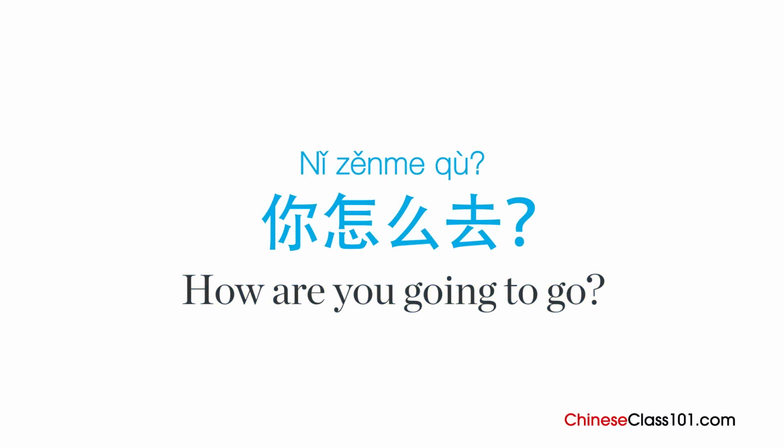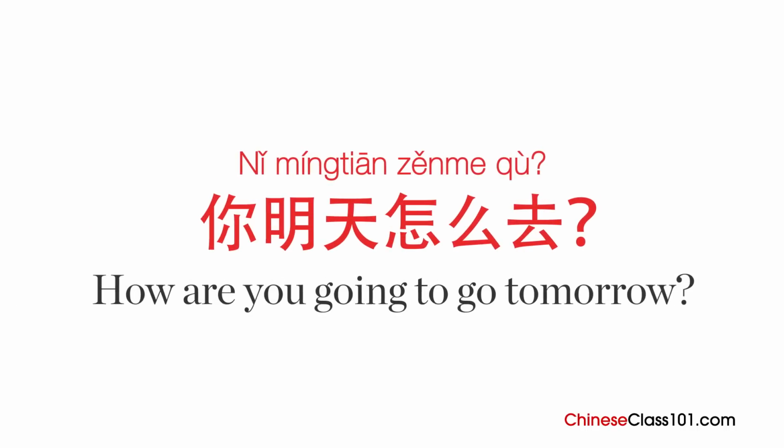How are you going to go? 你怎么去？你, you, 怎么, how, 去, go. If we have a sentence with both a time phrase and a question word, which should go first? Just remember, question words are always stuck with verbs. So in this case, it would be subject, time phrase, question word, then verb. 你明天怎么去？你, you, 明天, tomorrow, 怎么, how, 去, go. How are you going to go tomorrow?